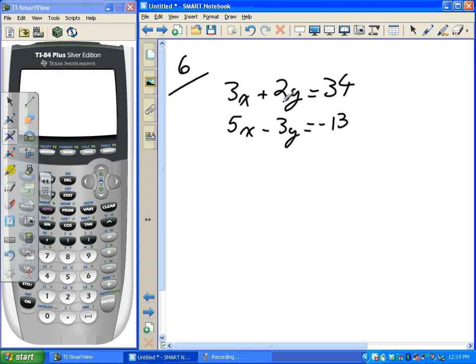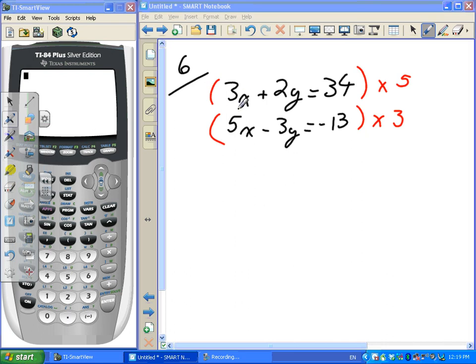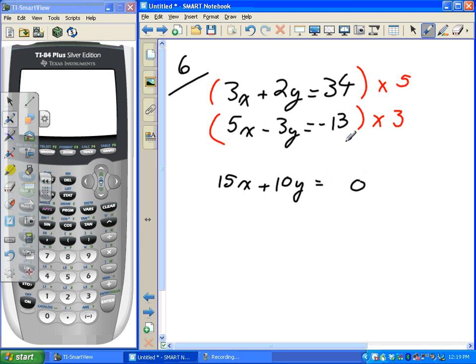So first off, let's just say I want to get rid of the x's. Well, I have a 3 and a 5. To get a common coefficient, I can use 15. That means I'll multiply the first equation by 5 and the second equation by 3. That'll give me 15x plus 10y equals 170. And then 15x minus 9y equals negative 39.